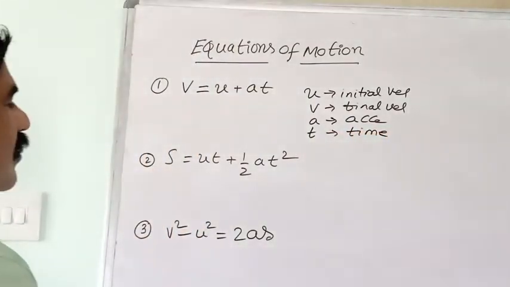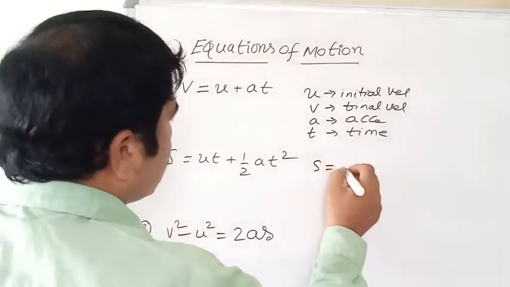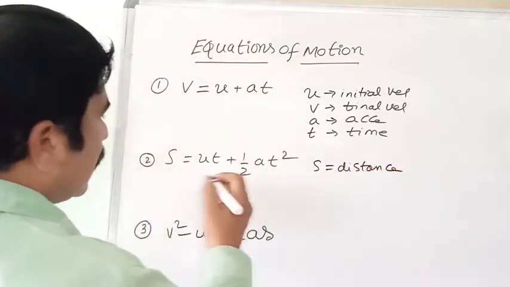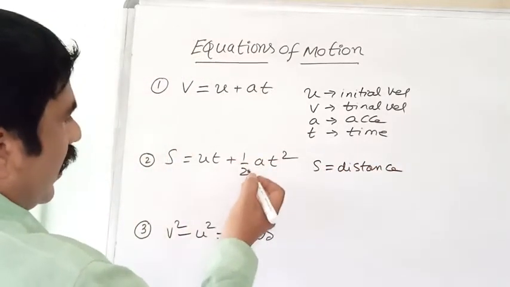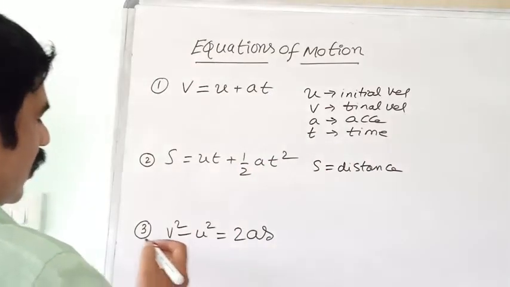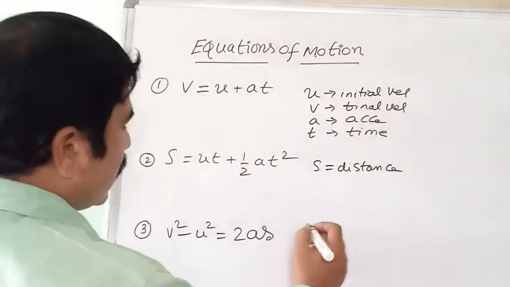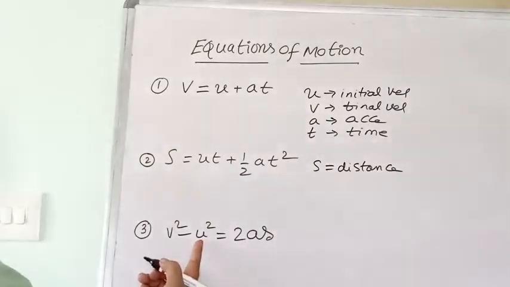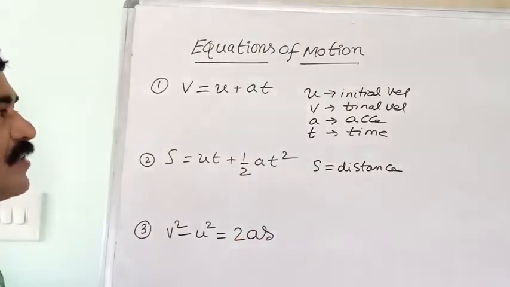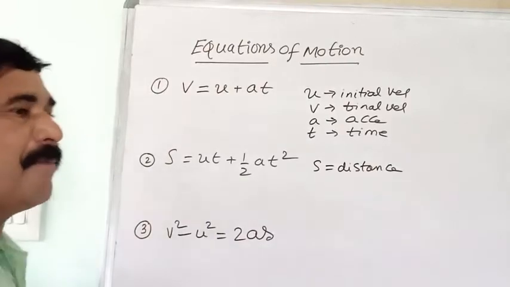Second one, s = ut + ½at². In this, s means distance traveled. Other things, u, a, t, we already know. Third one is v² − u² = 2as. v is final velocity, u initial velocity, s distance traveled, a acceleration. These are the three equations of motion, very important.